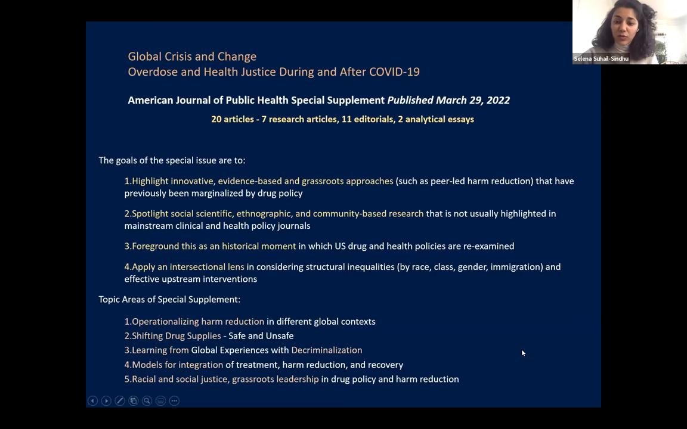It is a collection of 20 articles that many of the researchers in our data collaborative have been working on. The special issue is meant to highlight health justice and overdose in particular during COVID, as well as emphasize ethnographic methods and spotlight peer-based organizations that are emphasizing harm reduction and grassroots work. If you joined us for our morning session, you probably heard from Urban Survivors Union and other groups who were also highlighted in this special issue.